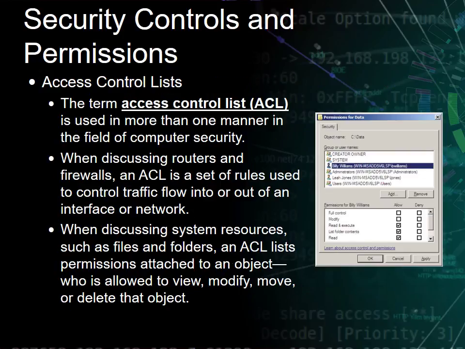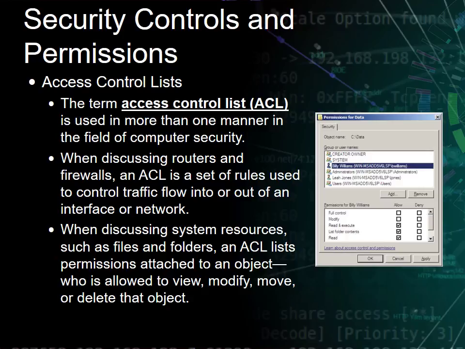So we're talking about users' rights and privileges, and so that leads us to the next thing, which is access control lists. The term access control list, or ACL, is used in more than one manner when it comes to the field of computer security. When discussing routers and firewalls, an ACL is a set of rules used to control traffic flow into or out of an interface or network.